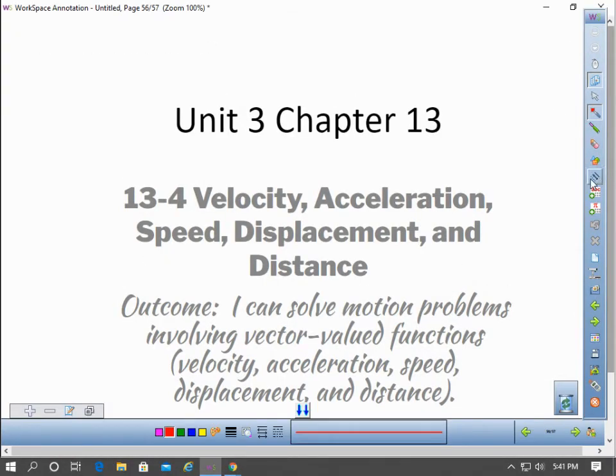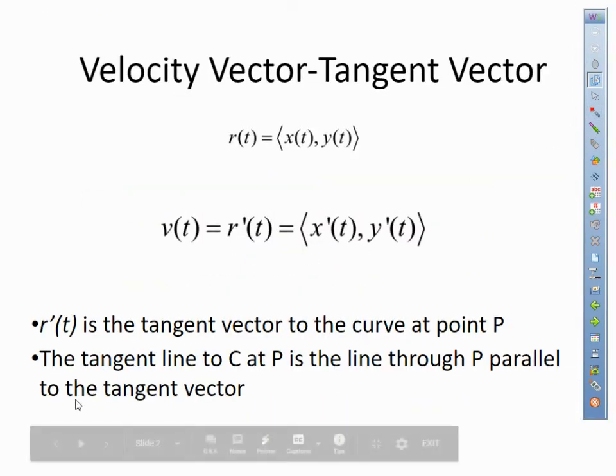Okay, we are going to do another section in chapter 13. We're doing section 13.4. And this section is just extending what we already did in section 13.2, where we did a few velocity and acceleration problems. And I talked to you about what vector valued functions really are.